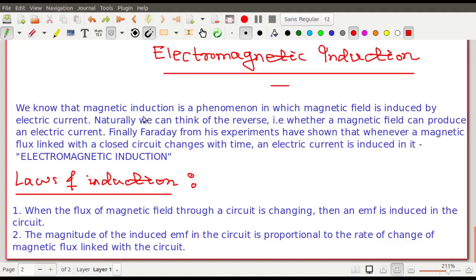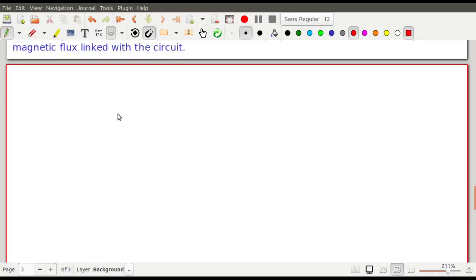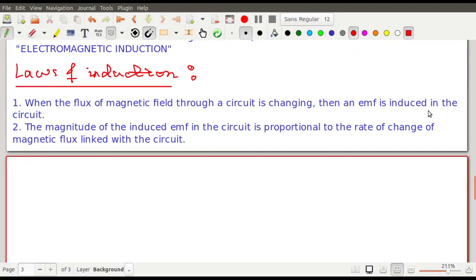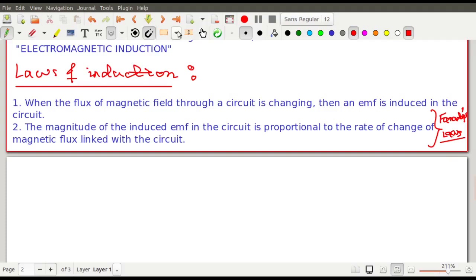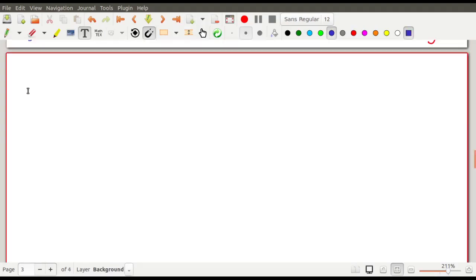ঠিক আছে, and the third law you have read it, that one is basically called the Lenz's law. এই দুটোকে একসাথে বলা হয়, these two are togetherly called Faraday's law, and the last one, this one is called the Lenz's law. As you know, this is called the Lenz's law.